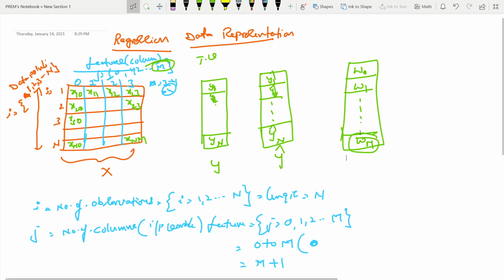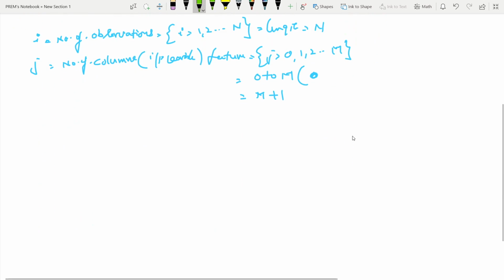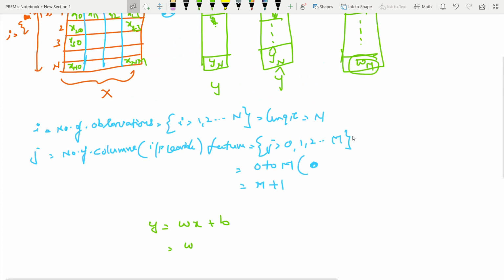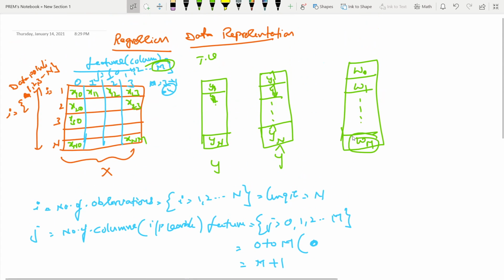Suppose you write an equation like y is equal to wx plus b, which means the w gets multiplied here. So w0 is multiplied with this one, and this one is multiplied with this one, like that.